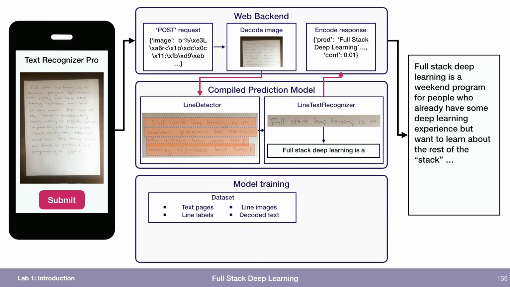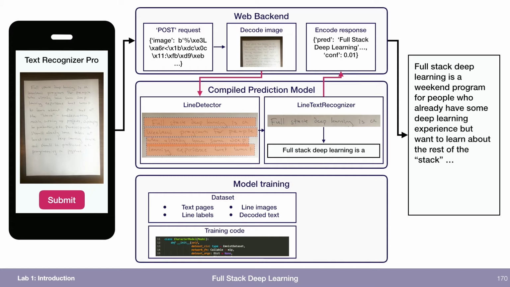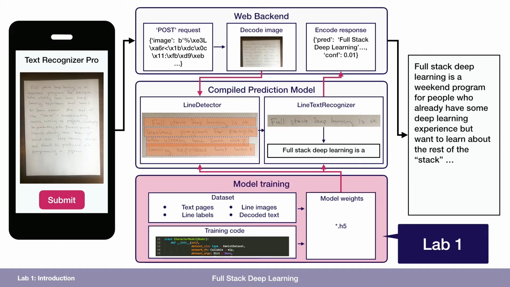And so then the last thing to talk about is how does this compiled prediction model actually get created? Well, it's a combination of a dataset and some training code, which will be trained into some model weights that will then be used to serve predictions. And so what we're going to talk about now is some of the aspects of how we set up the model training code.